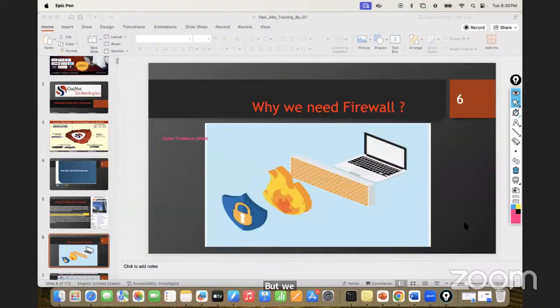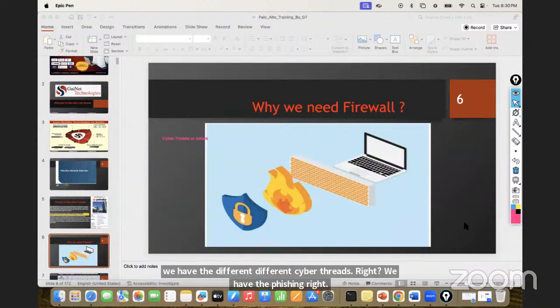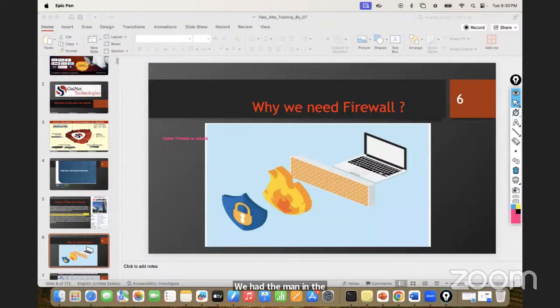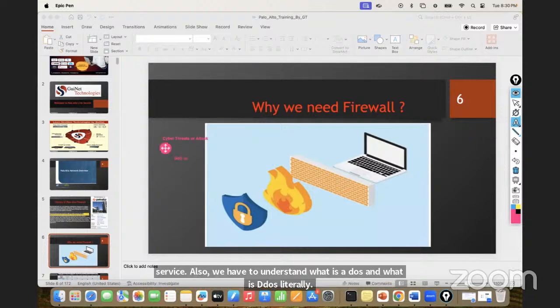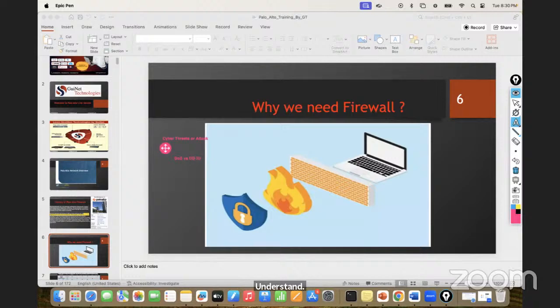We have phishing, right? We have the man in the middle attack. We have denial of service, that is DoS attack. We have the DDoS attack, that is distributed denial of service. So we also have to understand what is a DoS and what is DDoS. Later we'll understand DoS versus DDoS. Okay, so we have that also.